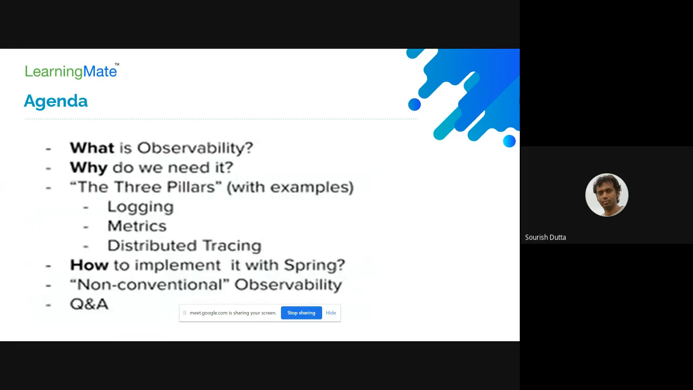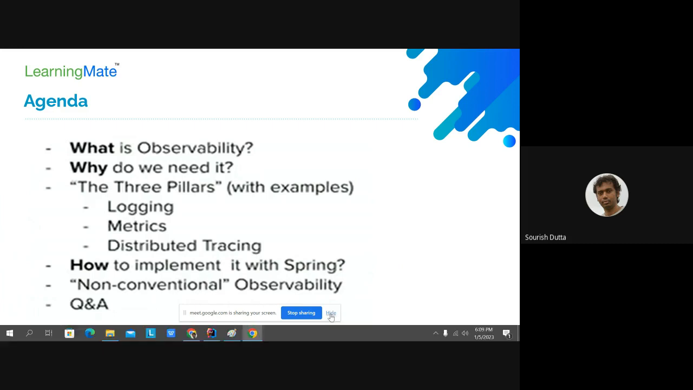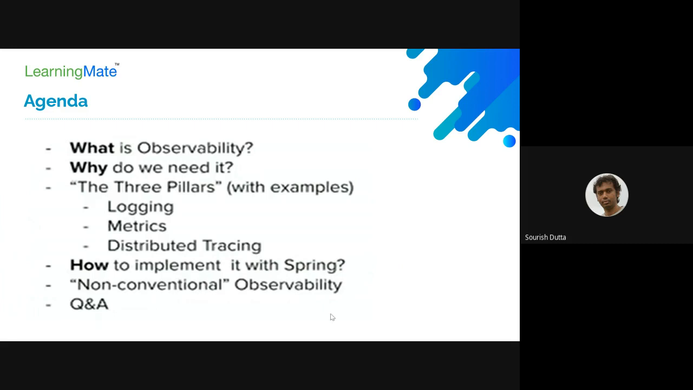So today's agenda is we get to know what is observability and why we need this, what are the basic three ways we can do the observability, and then how to implement that with the Spring basic code snippet and non-conventional observability that are there.